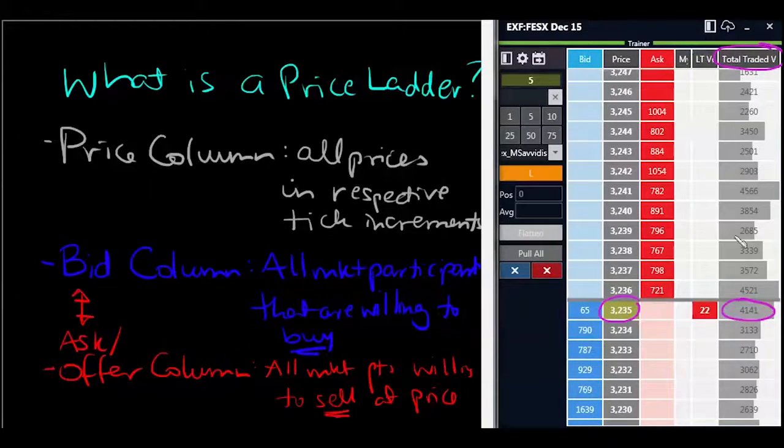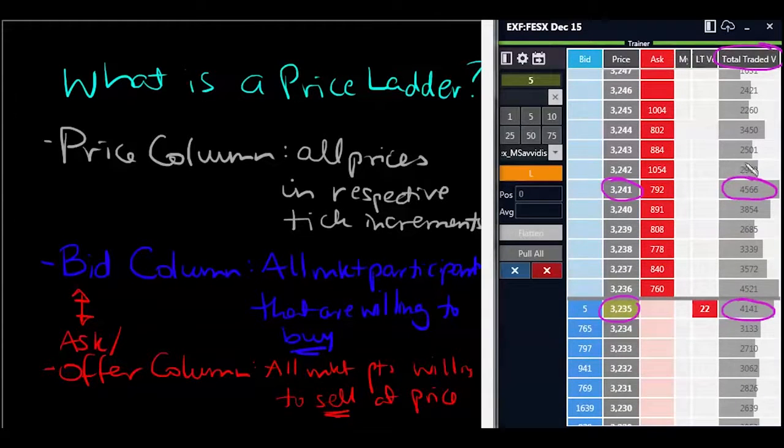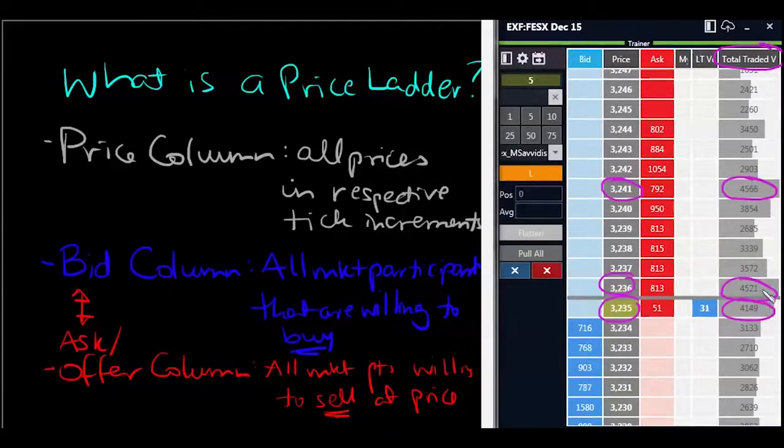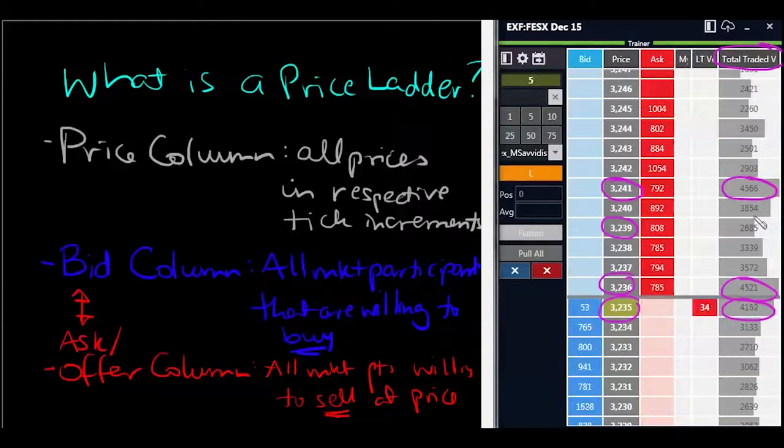So if we look at some of the other traded prices, for example, another high volume node, another highly traded price, if we look up at 32.41, we've seen 4,566 contracts traded. Likewise, at another pretty high volume traded price, the 32.36, 4,521 traded contracts there. If we look at some of the lesser traded prices, for example, the 32.39s, we've seen 2,685 contracts traded. So I think you get the gist here.